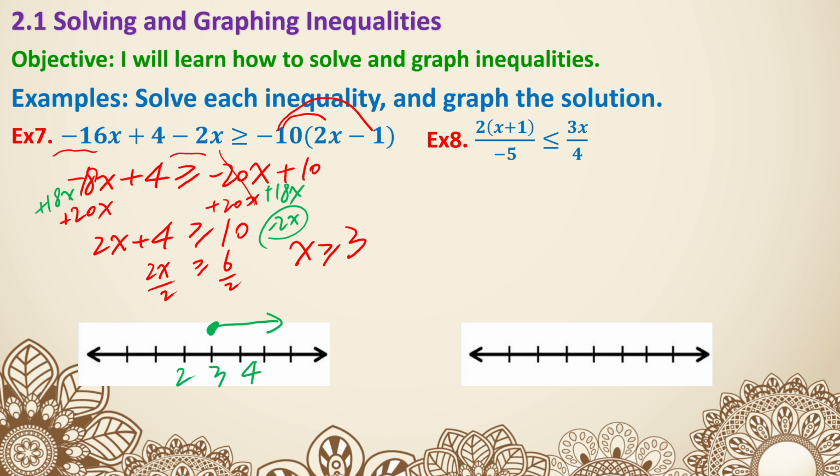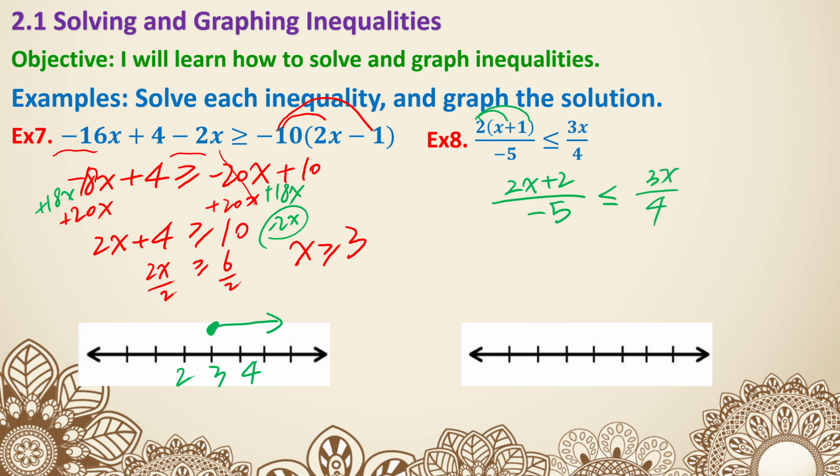Number 8. This is a more complicated question because we have a fraction on the bottom. We have fractions on both sides and we have denominators on both sides. So first, we still see the parentheses, so we're going to distribute first. We're going to get 2x plus 2 over negative 5 less than or equal to 3x over 4.